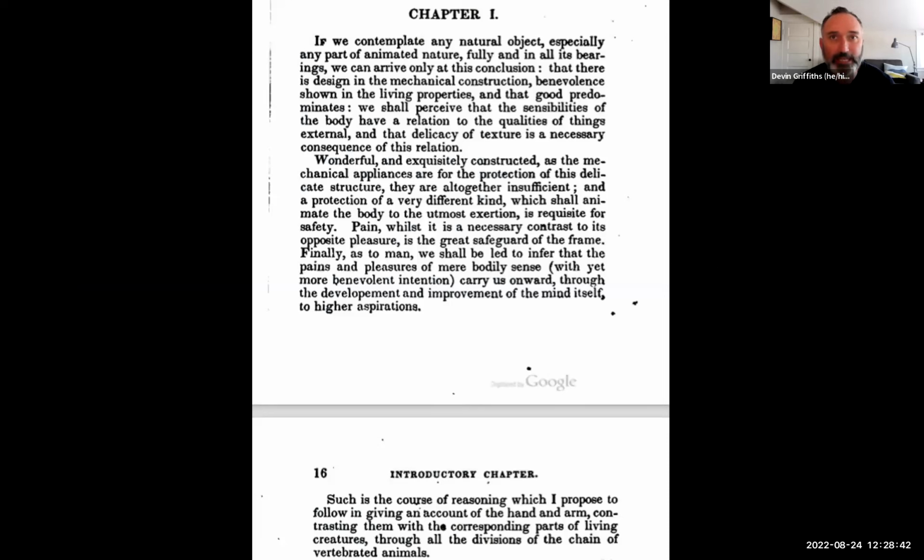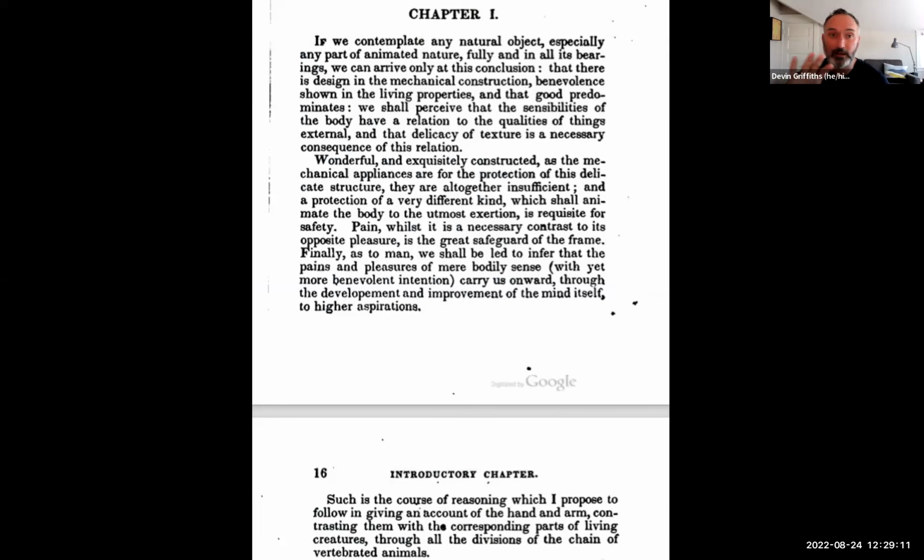If we contemplate any natural object, especially any part of animated nature, fully and in all its bearings, we can arrive only at this conclusion, that there is design in the mechanical construction, benevolence shown in the living properties, and that the good predominates. We shall perceive that the sensibilities of the body have a relation to the qualities of things external, and that delicacy of texture is a necessary consequence of this relation.